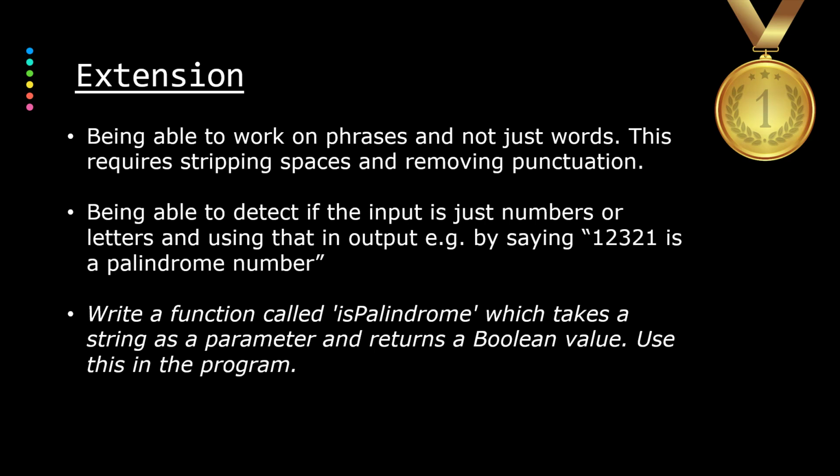And secondly, see if you can detect if the input is just numbers or letters, and then use that in your output. So for example, 1 2 3 2 1 is a palindrome. It's the same forwards as it is backwards, but it's also a palindrome number. So try and distinguish between it being a palindrome number and a palindrome string. There are a few ways of doing the second one in particular. The third one is about writing a function which contains your key code, which I won't show you how to do because it'll be covered by a future video. But if you do know how to do it, it's a good chance to practice that skill as well.